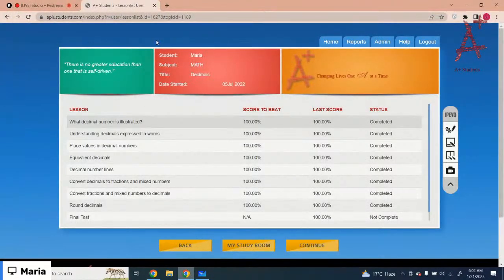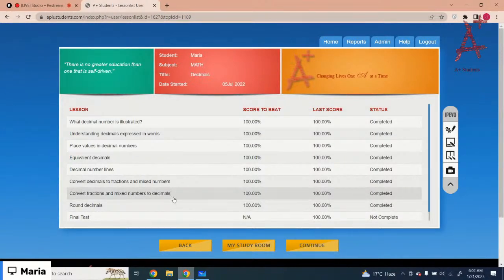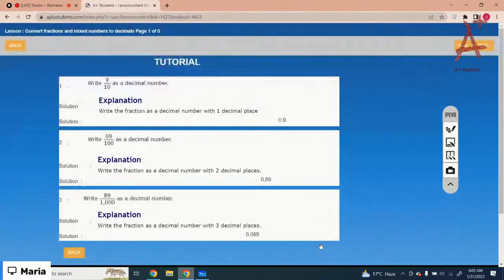Here I am on grade 4 maths. The chapter name is division. The lesson I'm going to start with is convert fractions and mixed numbers to decimals. So let's just start with the lesson. Okay, so write 9 by 10 as a decimal. Write 9 by 10 as a decimal number.